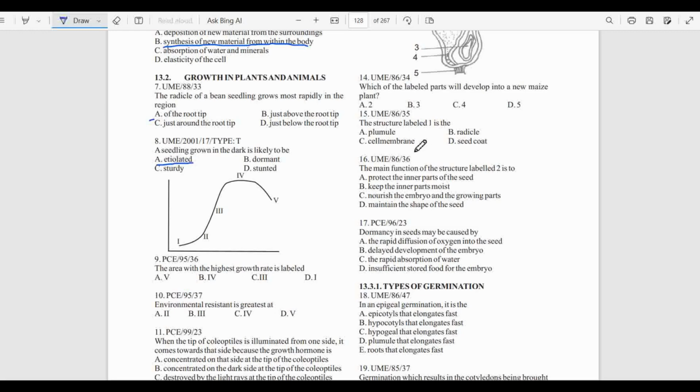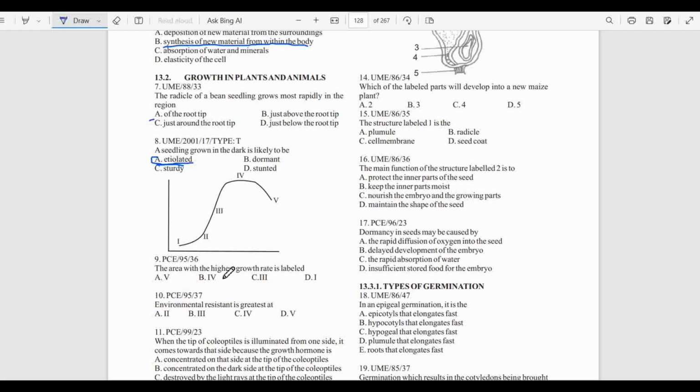Etiolation occurs when a plant grows in the dark. It results in lengthening of internodes, reduced and pale yellow leaves due to absence of chlorophyll. So that is what you get when a plant is grown in the dark. Now let's look at question number 9.